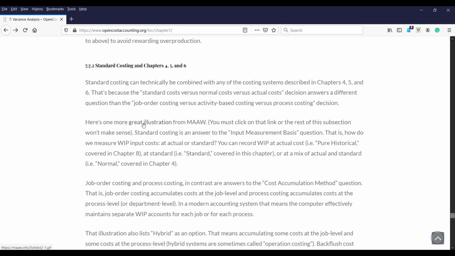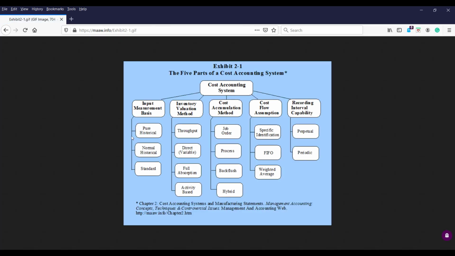We're going to get this great illustration, a couple of them here, talking about how to put together a costing system, the different questions that are answered by the different systems that you have. So typically, we've been going over right here primarily chapters 4, 5, and 6. Cost accumulation method, and here we're talking about at what level we're accumulating costs. Job order, process. We'll talk actually about backflush in chapter 8. And then hybrid is any system that uses a mixture.